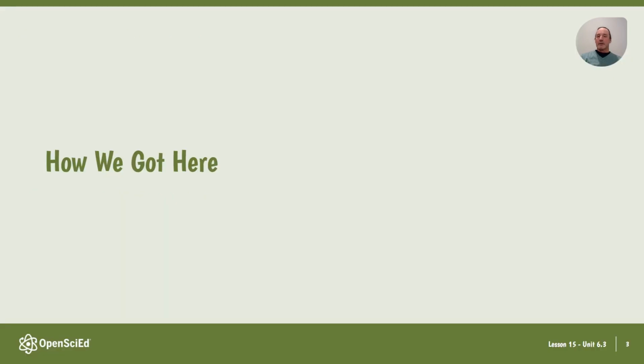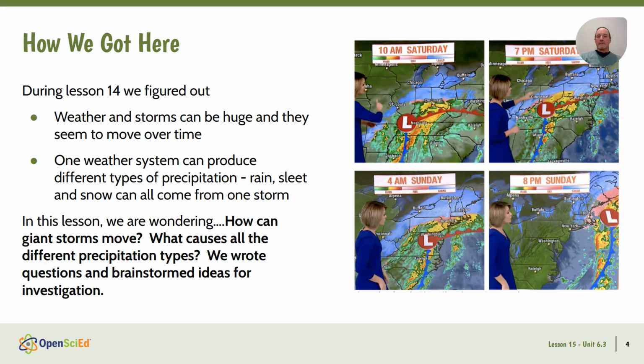Let's take a moment to talk about how we got here. During lesson 14, we watched an intriguing weather forecast, and we saw that weather systems can be huge, covering much of the country at the same time, that these systems can move around the country, and that they produce multiple forms of precipitation. This has left us wondering, how do these giant weather systems form? How do they move? And how do they drop so many different precipitation types from the same storm?